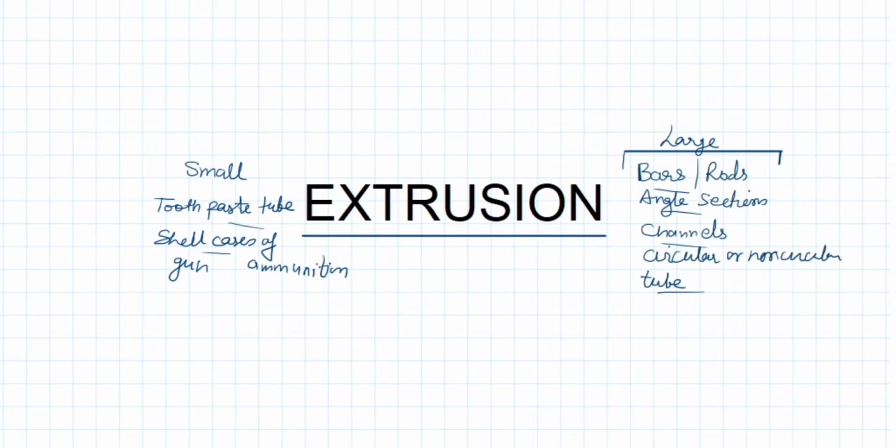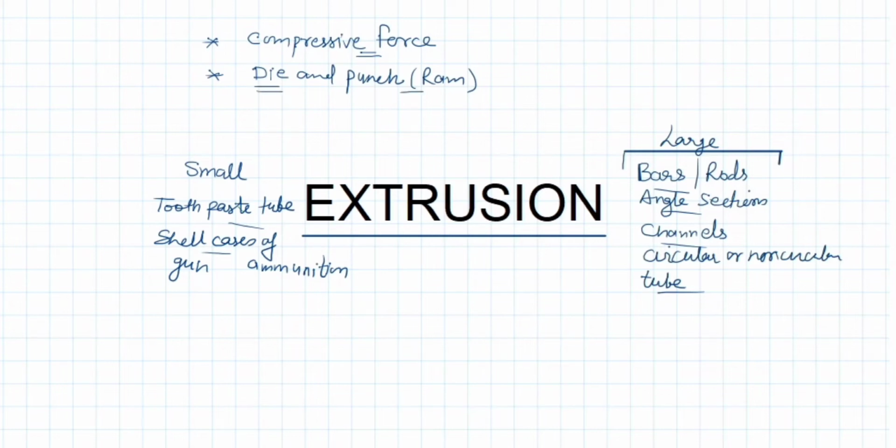In this process in general we use the compressive forces to produce the product. So this is the first important point. We use compressive forces, and the desired shape of the product is obtained by using a combination of die and punch or ram. The main equipment of the extrusion process is the die and a ram along with a container. We will discuss these things as we proceed with the lecture.